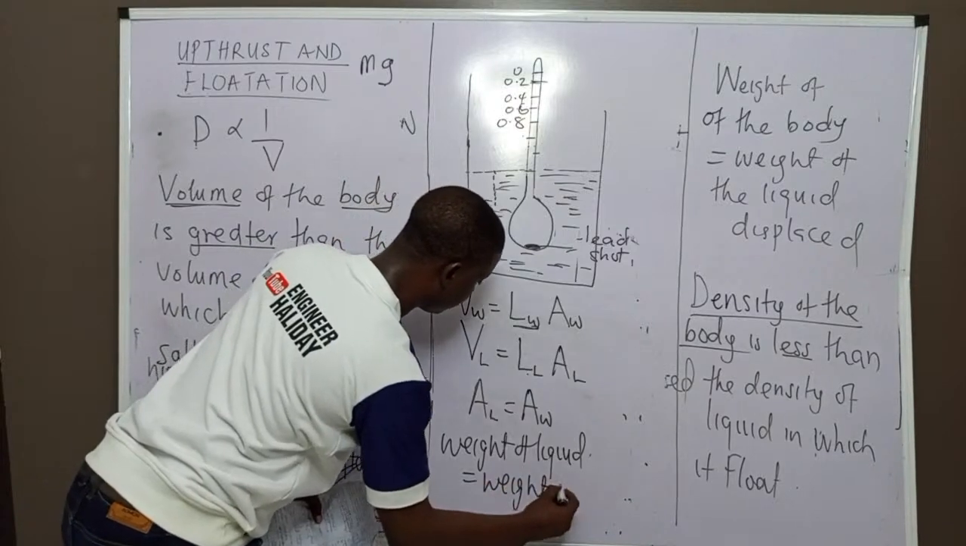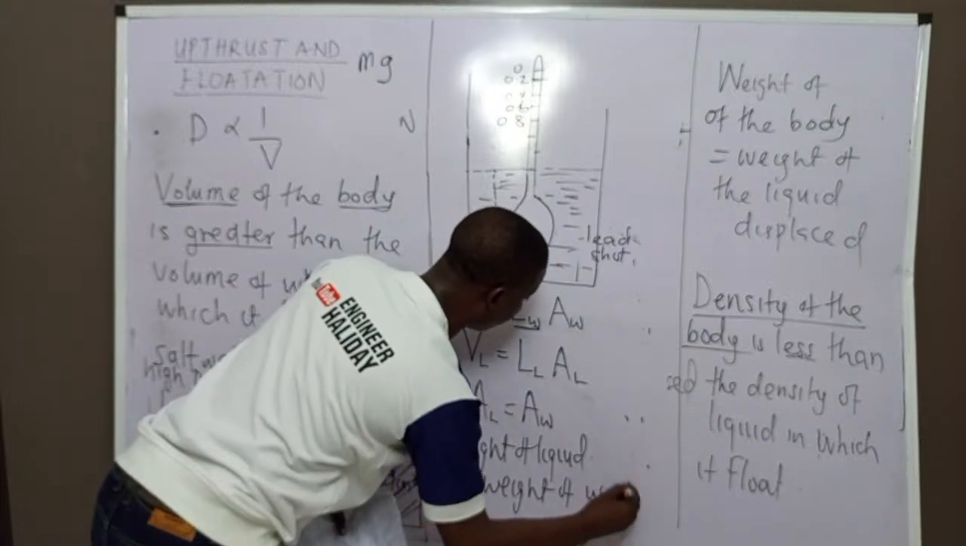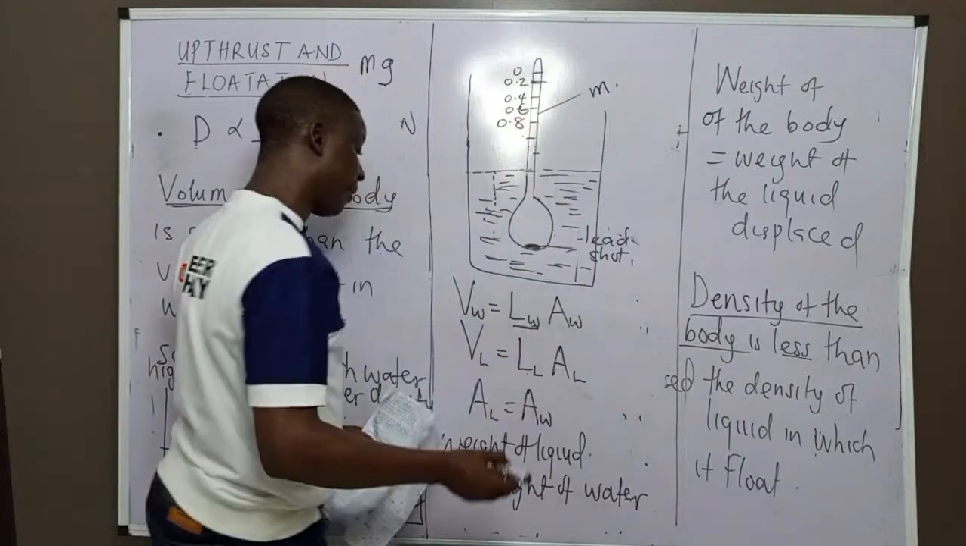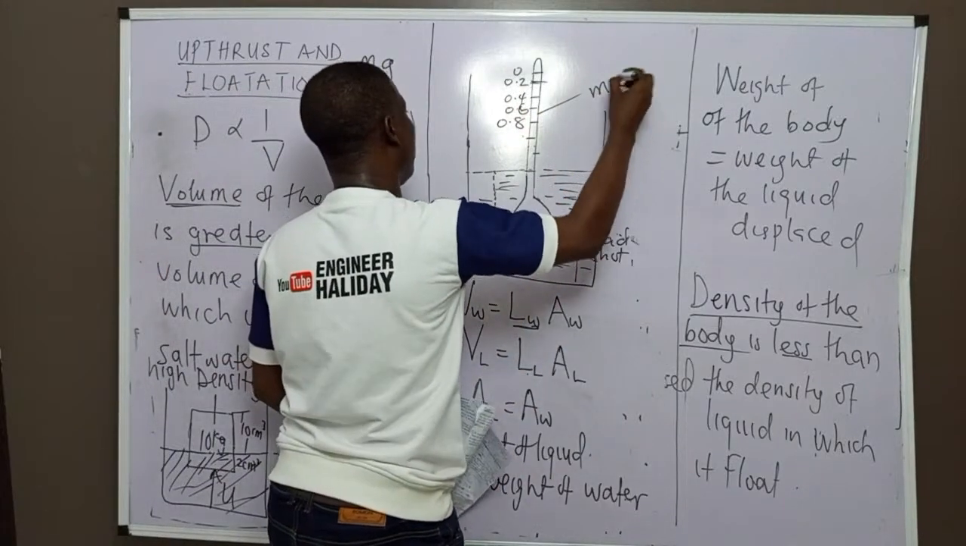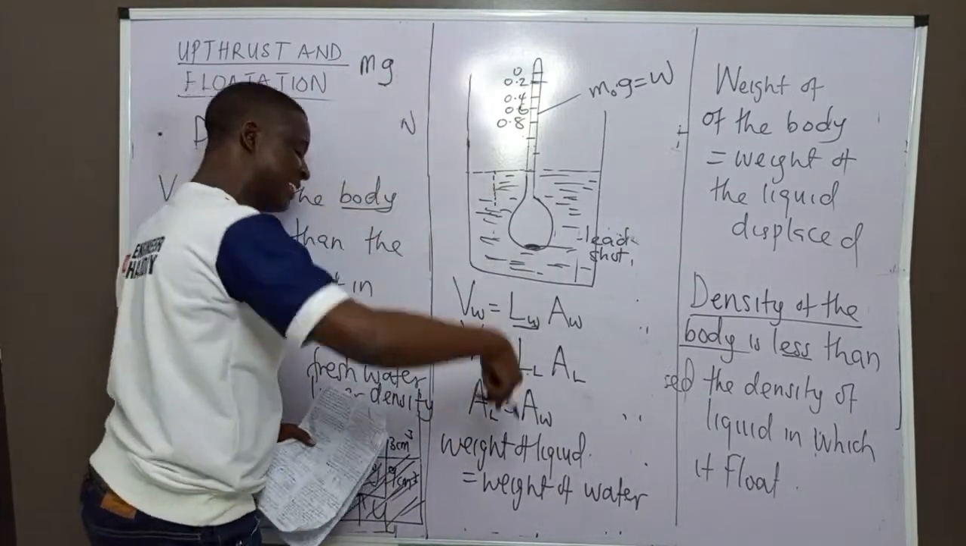Why? Because of the weight of water. Why? Because when you place a hydrometer in a liquid, the hydrometer has a mass. You understand? And because it has a mass, it has a weight. So the weight of the hydrometer in that liquid is the same as its weight in water.